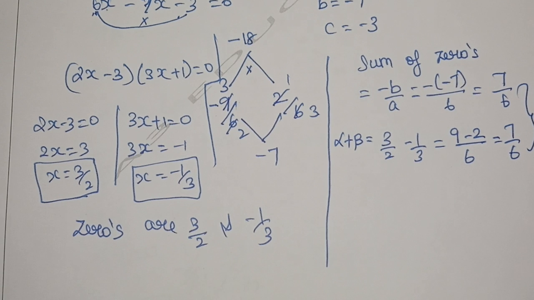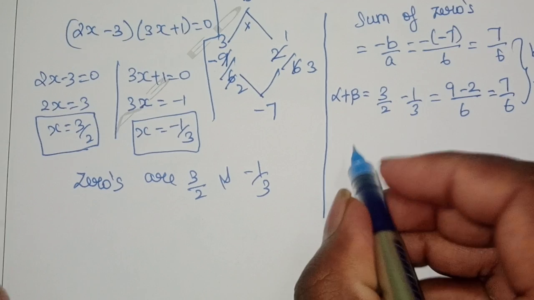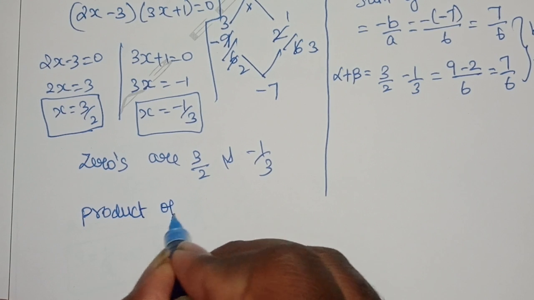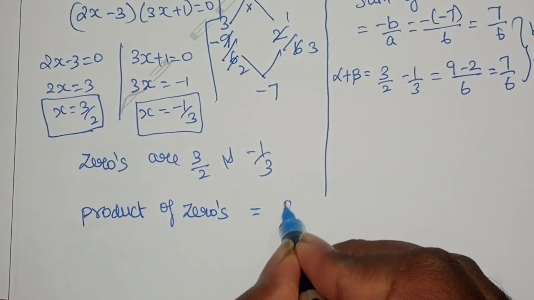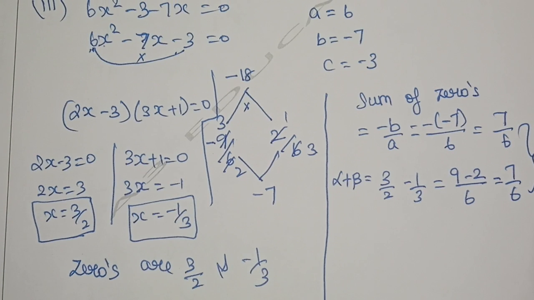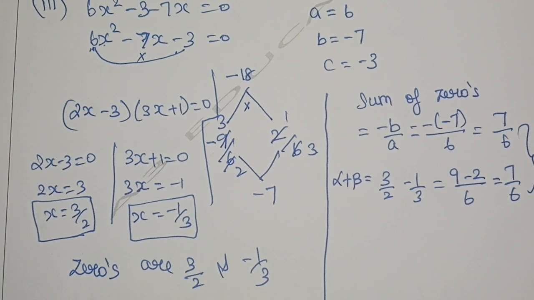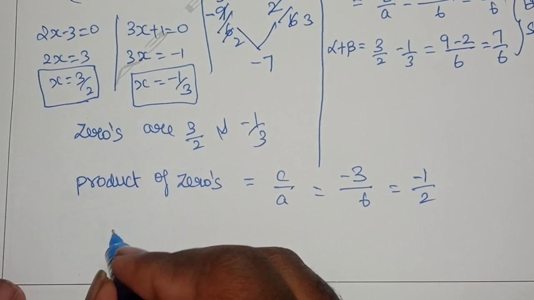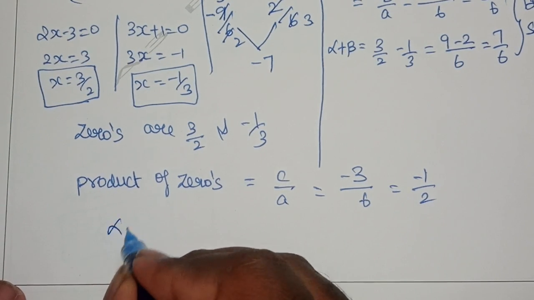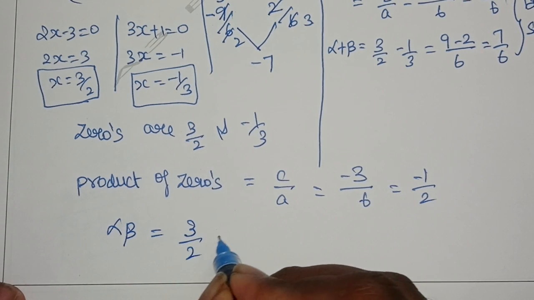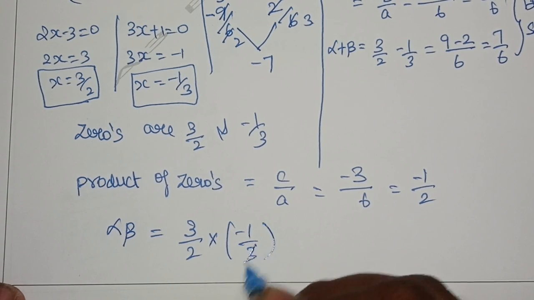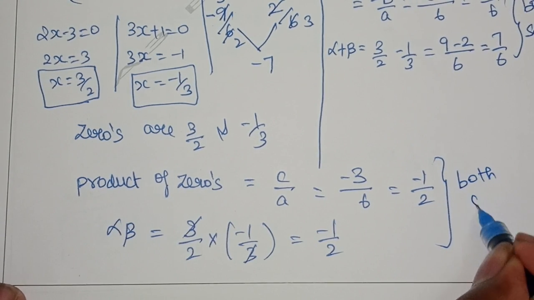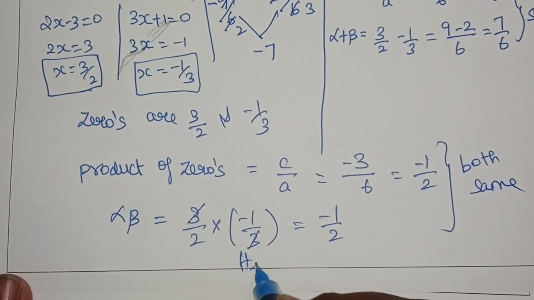Both same. Then we need to find the product. The product of zeros is equal to c by a. The value of c is minus 3, a is 6, therefore minus 1 by 2. By using the zeros we found, 3 by 2 into minus 1 by 3, cancelling, minus 1 by 2. Both same, hence verified.